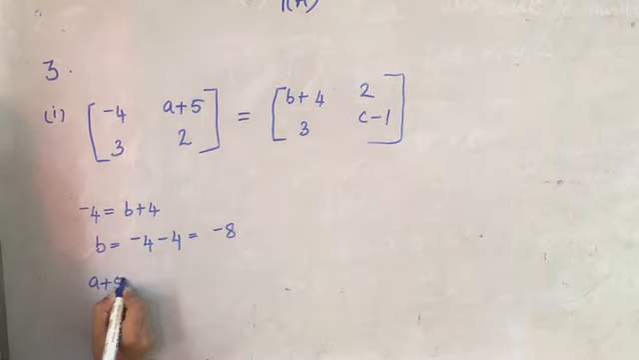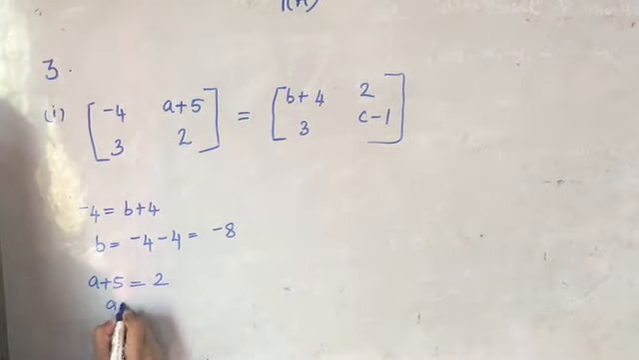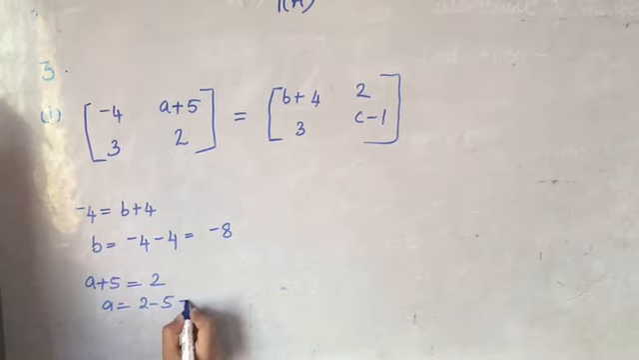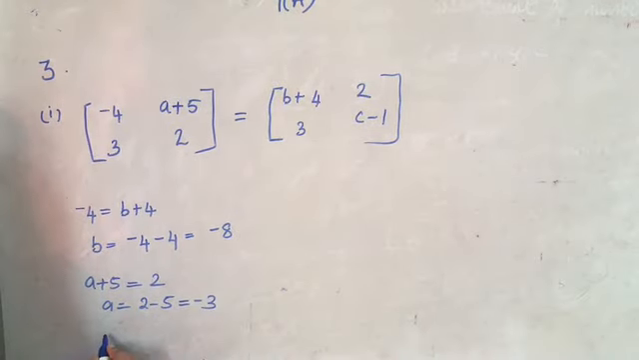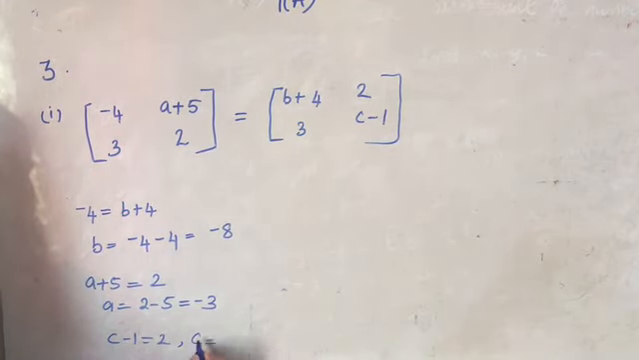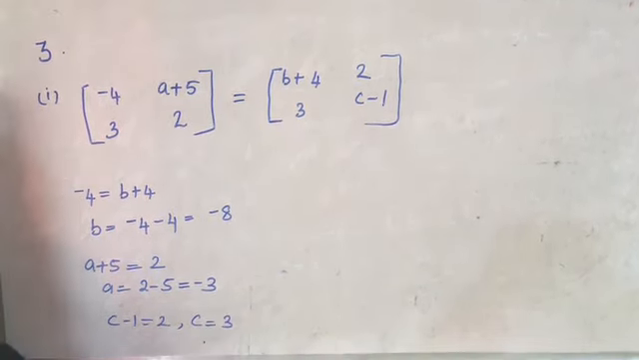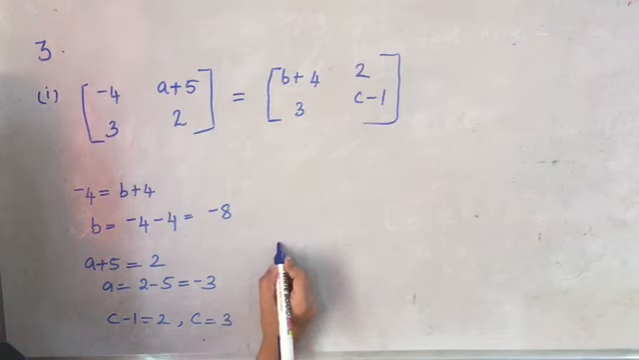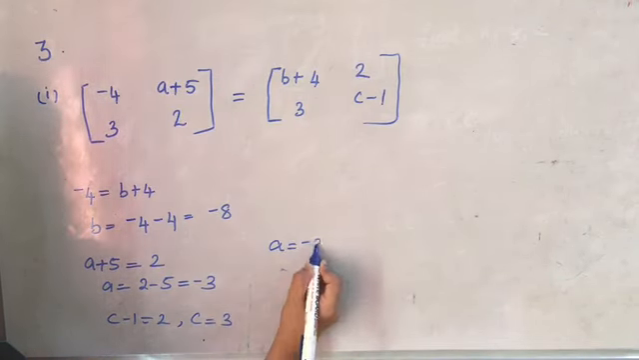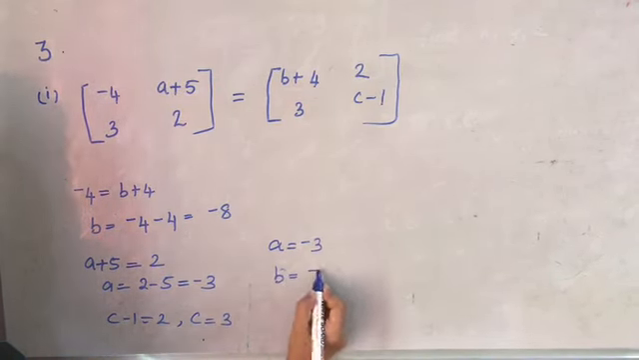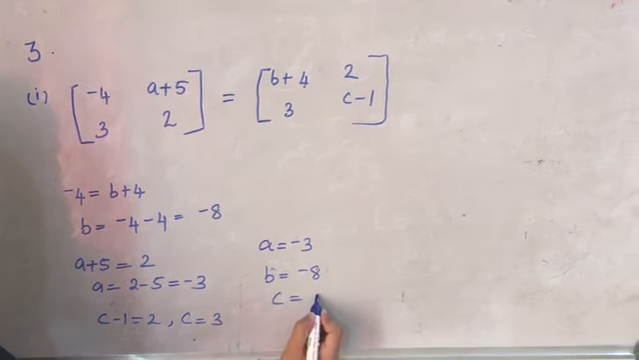A plus 5 equals 2. A is equal to 2 minus 5 equals minus 3. Then C minus 1 is equal to 2. C is equal to 2 plus 1, that is 3. So we get A equals minus 3, B is equal to minus 8 and C is equal to 3.